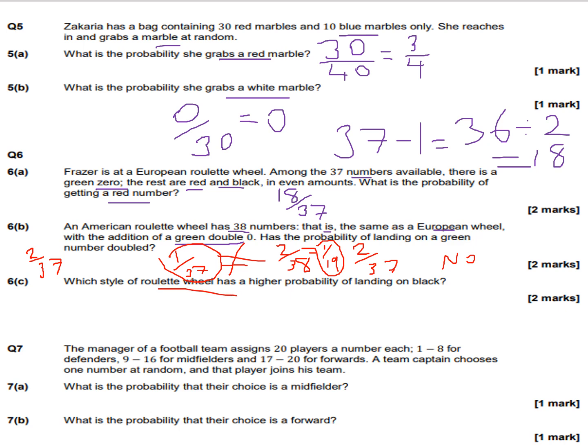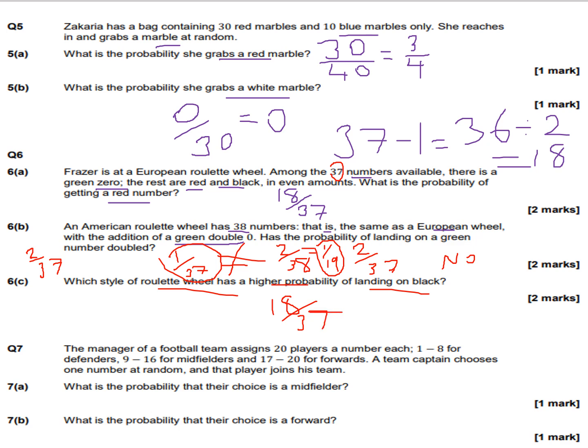Which style of roulette wheel has a higher probability of landing on a black? Well, it is going to be this one, isn't it? Because obviously I've got 37 outcomes here. So I'm going to have 18/37.